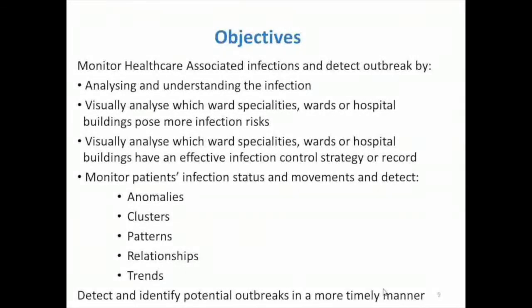And we also need to monitor the patient infectious status. For example, if the patient is recovering, just been infected, has recovered, or has never been infected. And also the movement and interactions of the patients, so that we can detect and identify any anomalies, clusters and patterns of infections, and the relationship between the patients and the hospitals or the treatment, and also detect any trends. In this way, we can detect and identify potential outbreaks early.